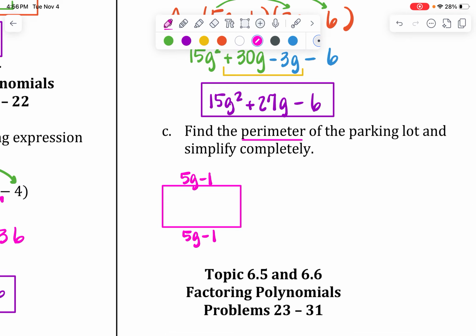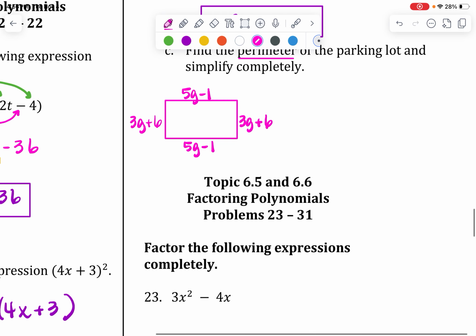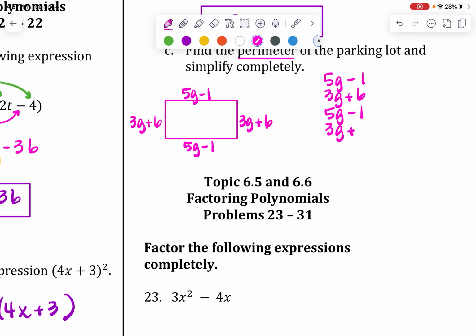So both my lengths are 5g minus 1. And both of my widths are 3g plus 6. So remember, perimeter means to add all of the sides, right? So I'm literally going to do 5g minus 1, 3g. I'm going to stack it because I don't have enough room to write it horizontally. Sorry, I know that looks kind of weird. So we're going to add all 4 sides together, right? That's perimeter, adding up all the sides.